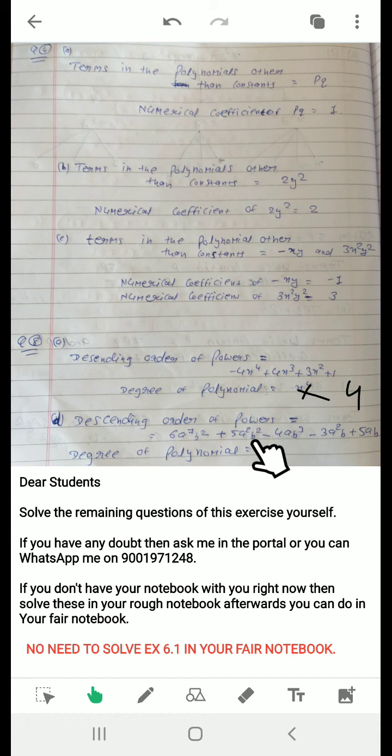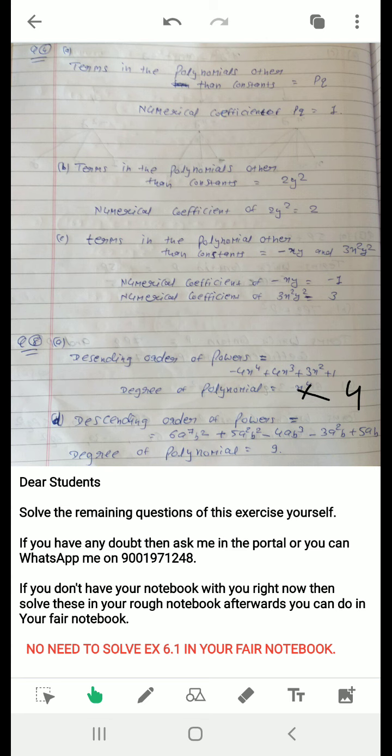Then it will be 2 plus 2, 4. Then 1 plus 3, 4. Then 2 plus 1, 3. And in the last term, 1 plus 1, 2. So like that, we have to add the powers of all the variables. Okay. And then we will arrange them in descending order. That means the highest sum we will write first. Then lowest, lowest and lowest. And the degree of the polynomial will be the highest sum. That means 7 plus 2, 9. That will be the degree of the polynomial.